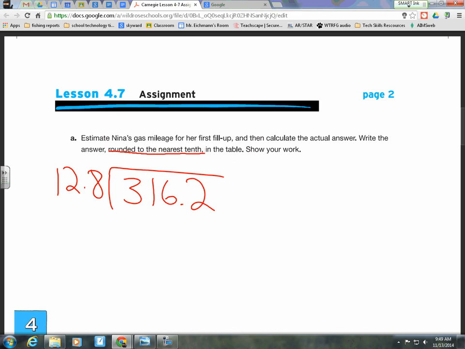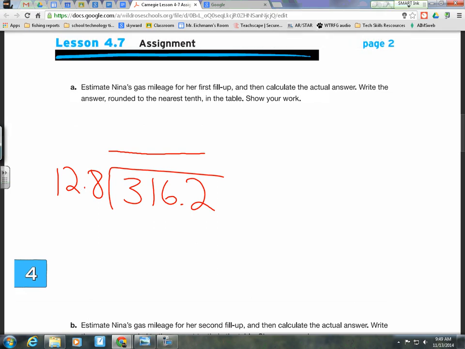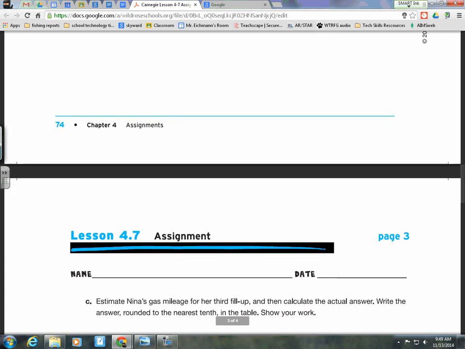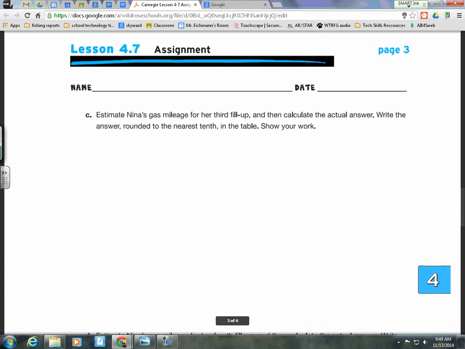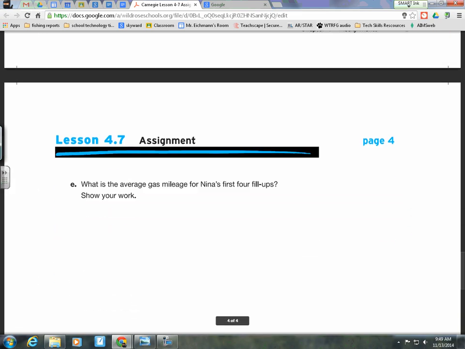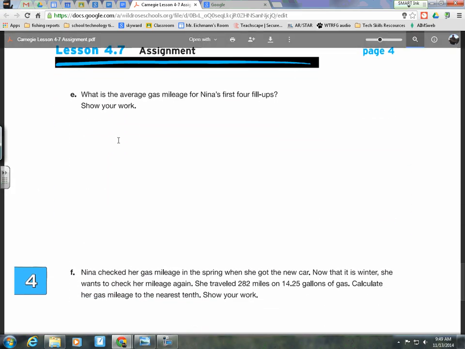Now, there's one more thing that I need you to do. For E, there are 2 questions at the very end. It says, what is the average gas mileage for Nina's first 4 fill-ups? So basically, you're taking the 4 answers that you found to fill in that table, and you're going to find the average. How do you find average?